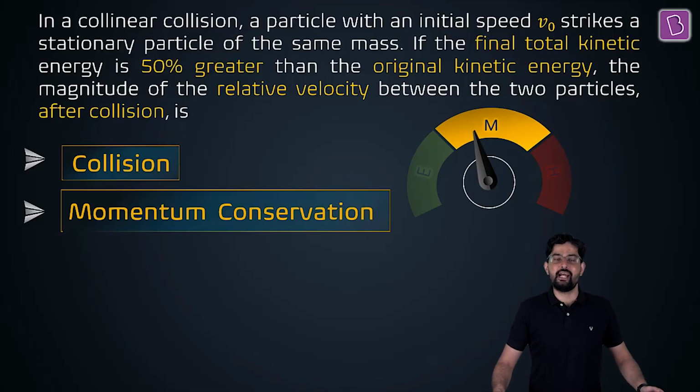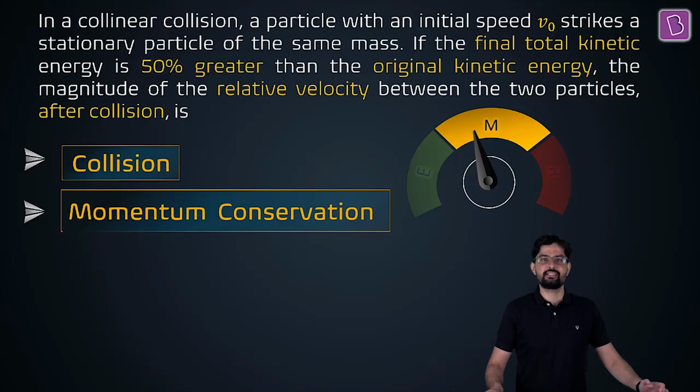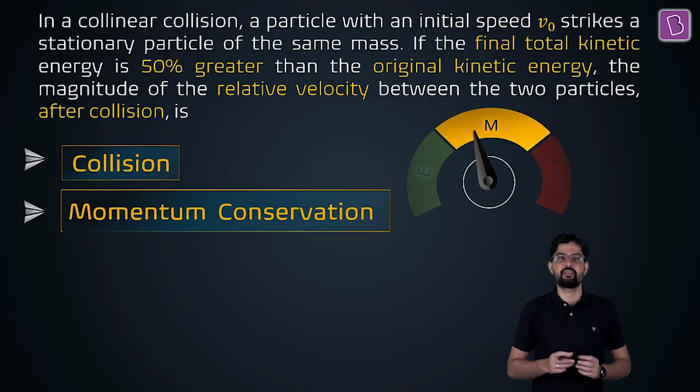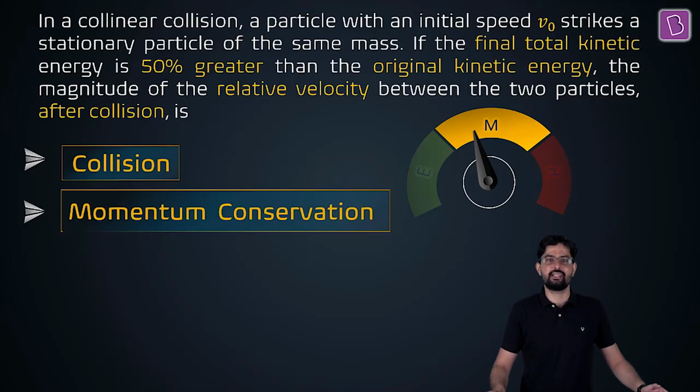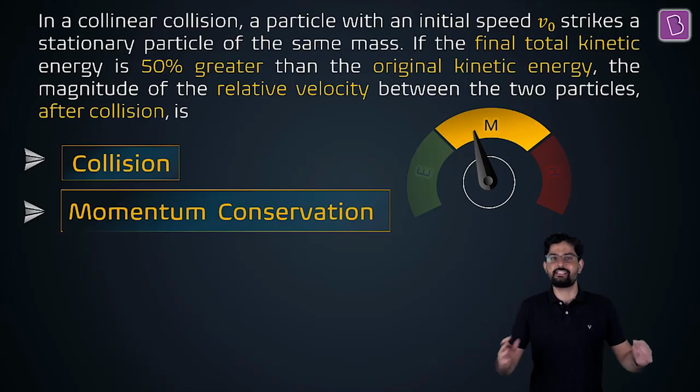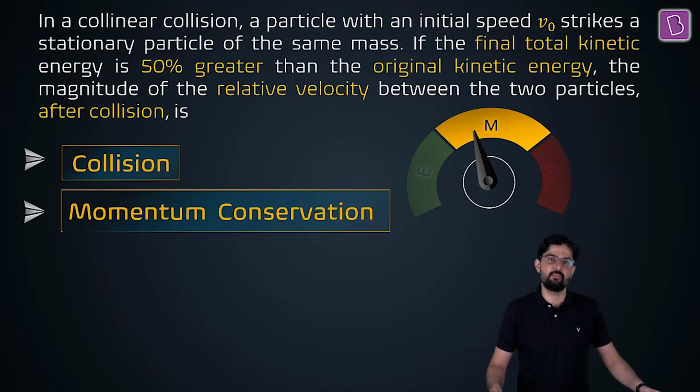One of the possibilities that I can think of is that when the particles come in contact during collision, some chemical reaction happens, due to which the chemical energy gets converted into kinetic energy. And that's how the final kinetic energy is more than their initial kinetic energy.